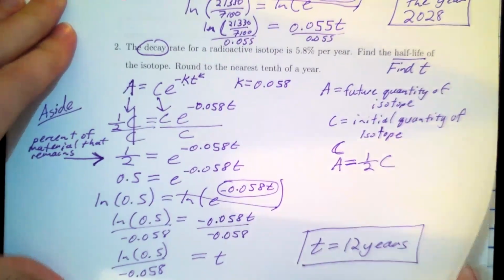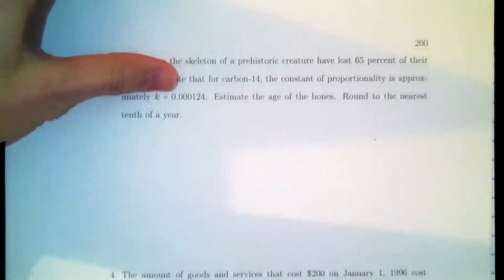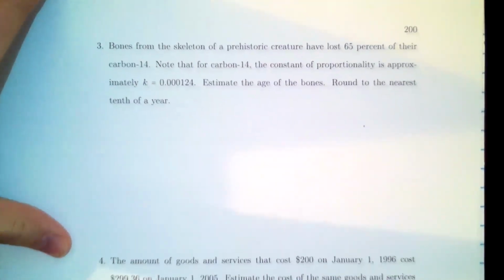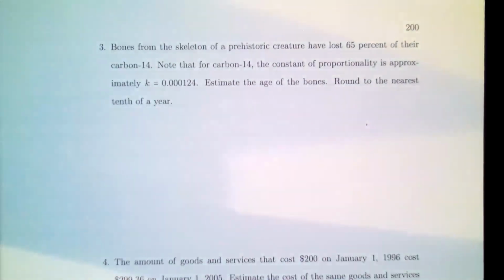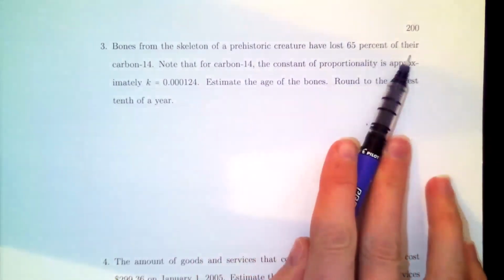All right, let's do a problem pretty similar to this one, a little bit different. Number 3 says bones from the skeleton of a prehistoric creature have lost 65% of their carbon-14.